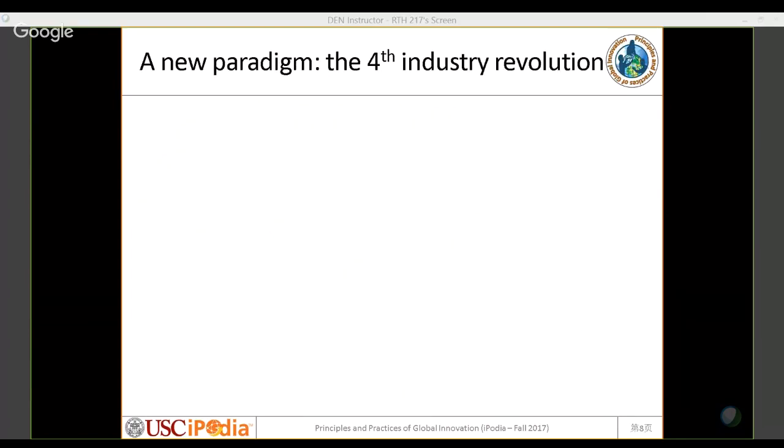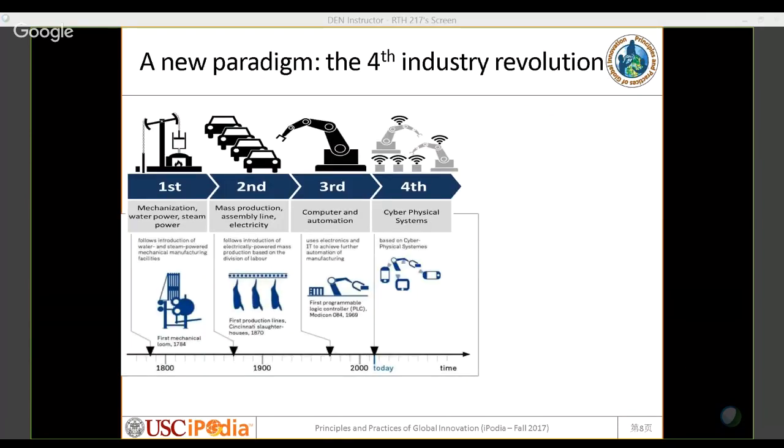Okay? So now I'm going to show you the 4th industrial revolution. Again, I will quickly go through this because this is just an overview for next week. We have 4 industrial revolutions. The first one happened in the 18th century. What was that? The steam engine. What was the significance of the steam engine? It was the beginning of something called the industrial economy.